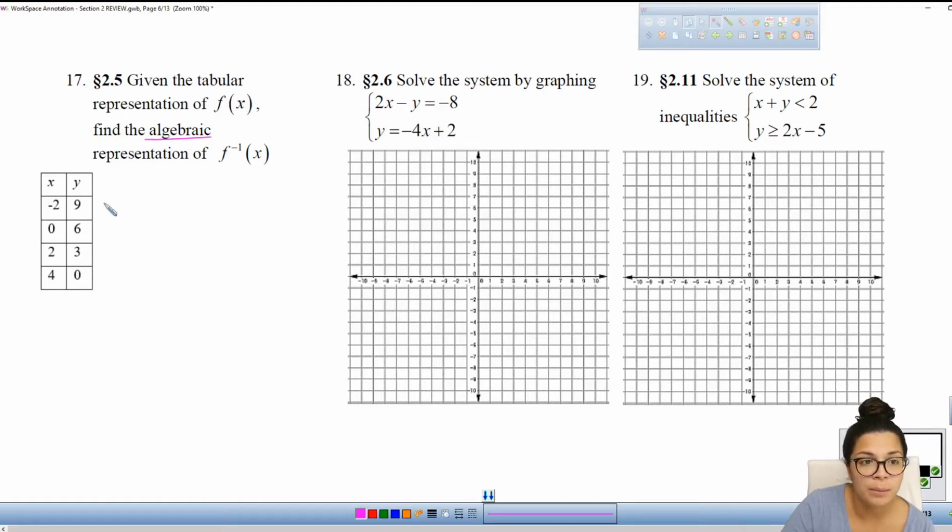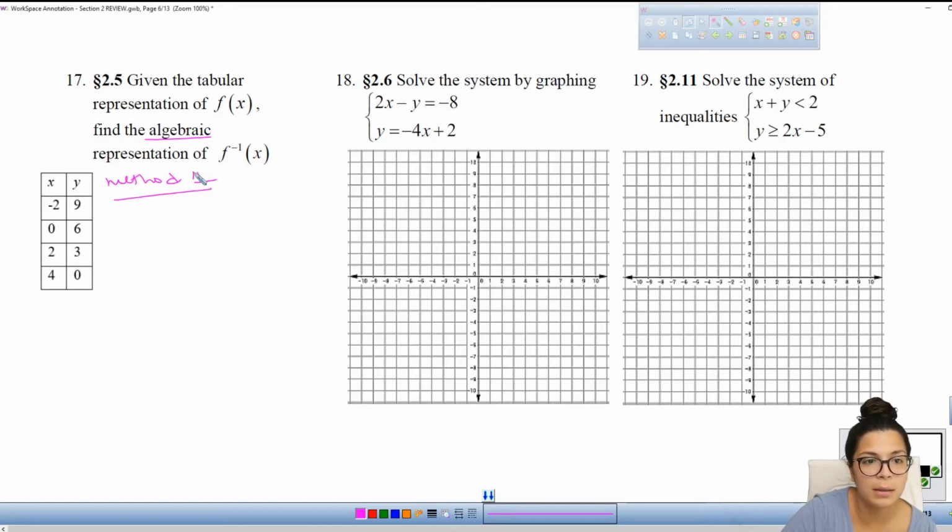So I could write the equation for the original and then switch the x and the y and solve for the inverse equation that way. Or I could make the table of the inverse and use the y-intercept and the slope from the table. So I'm going to show you how to do both ways. Let's start with method 1.